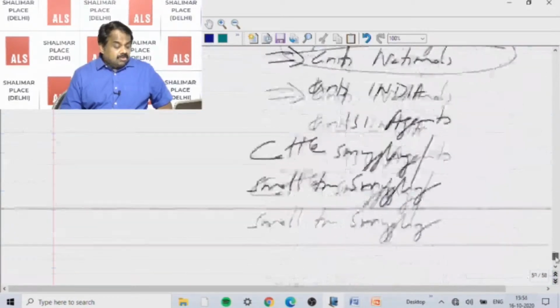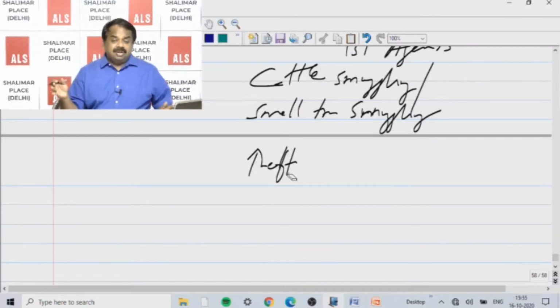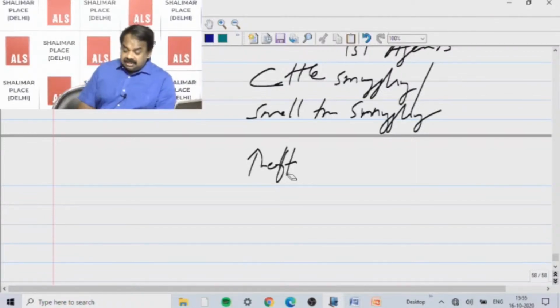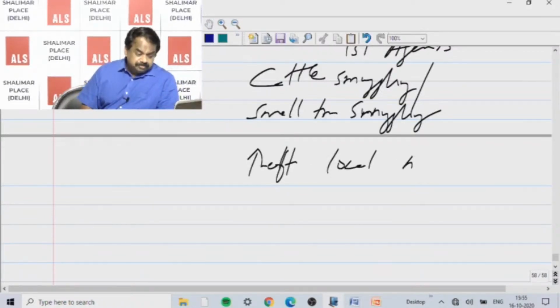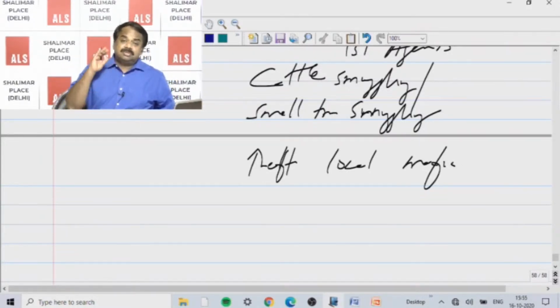Then there are also anti-social elements. I mean, this is theft. They do some burglary, theft and so on, and you can run into Bangladesh. You cannot be caught that easily. So even theft, local mafia, all these issues. So these are all issues because of the border.